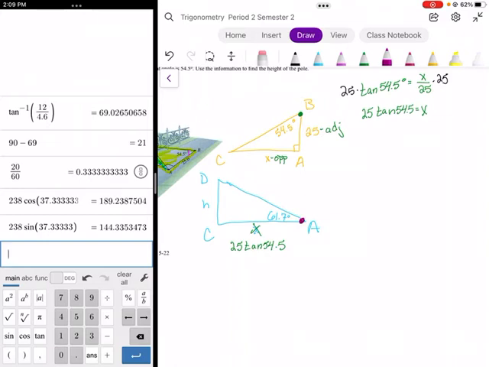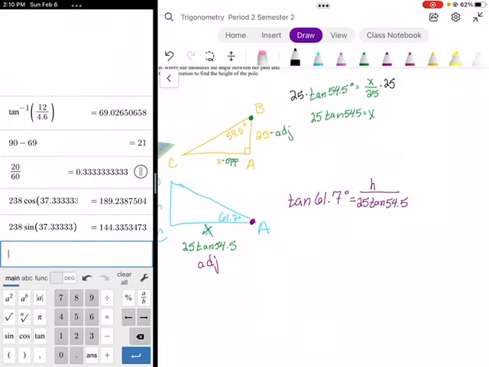So again, we are working with the opposite and the adjacent side of our second triangle. So we're going to do tangent of 61.7 degrees, and that'll be equal to H over 25 tangent of 54.5. Then we'll multiply both sides by that value again. And we will end up with our answer. So now that this is our final step, we're going to type this into our calculator, and because we didn't round it at all yet, our answer should be as accurate as we can get it to be.